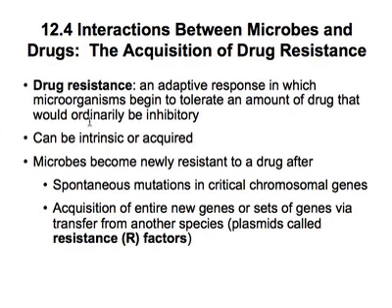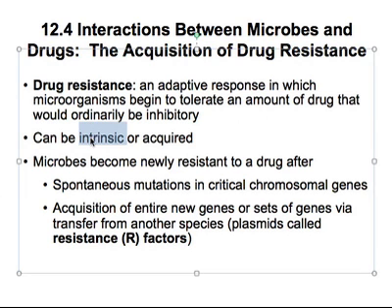Now this can be intrinsic or acquired. Intrinsic means it's a mutation that it develops on its own, whereas acquired would be something that it picks up from its neighbor, and this is via conjugation, transformation, or transduction. All of these processes we talked about earlier on. Microbes tend to become newly resistant to a drug after spontaneous mutations, so this is the intrinsic resistance, or through acquisition from an R factor or a plasmid that has some sort of resistance gene associated with it, and this is the acquired drug resistance.